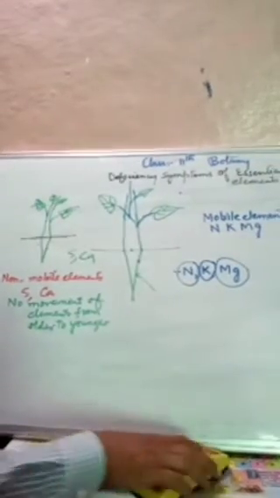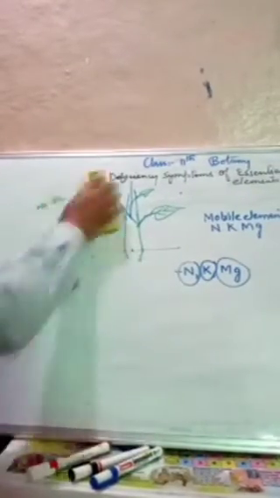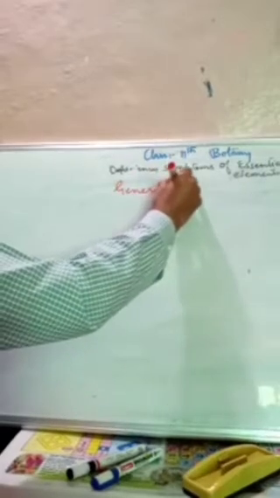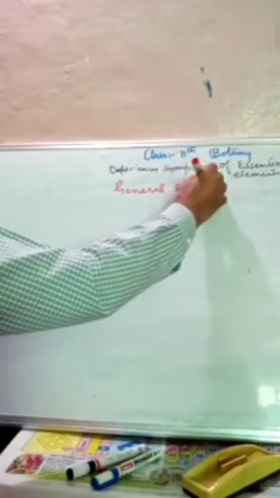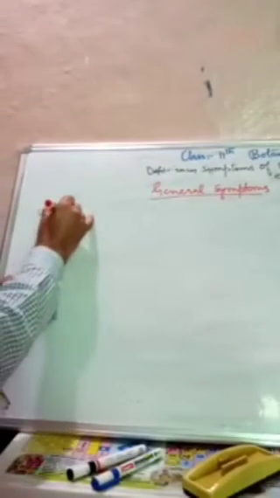Now let us move further. There are some general symptoms which are found in the plant. First, what is that? That is chlorosis.